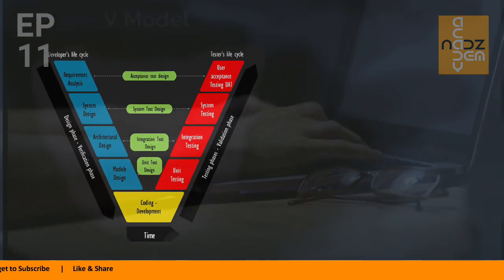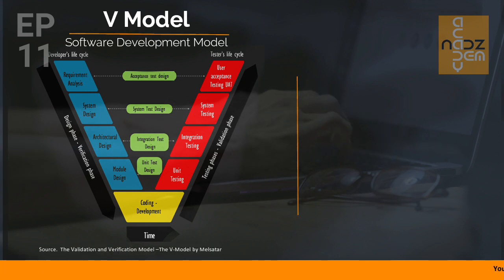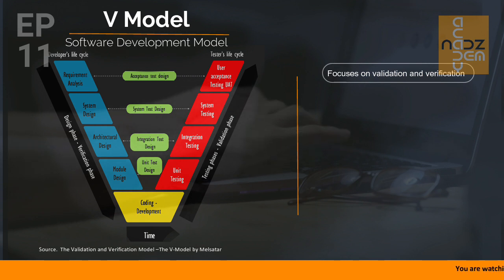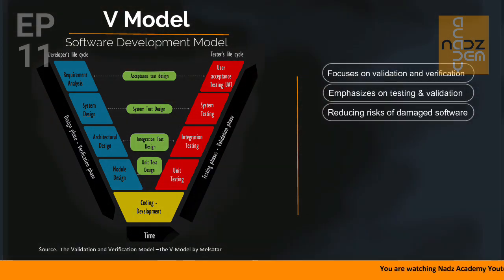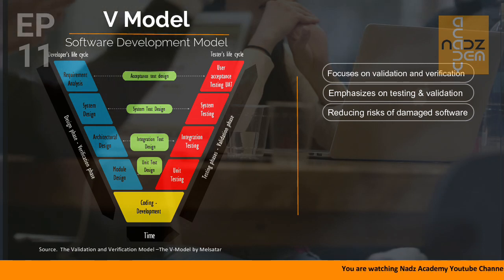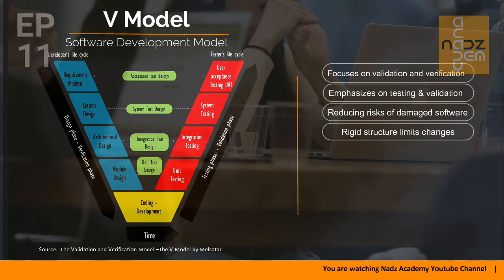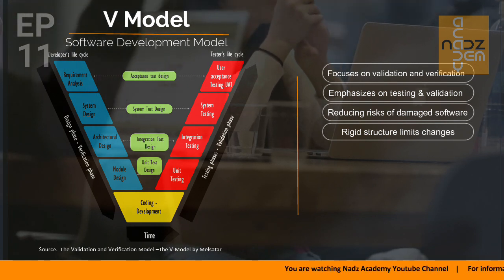An extension of a waterfall model is a V model, which stands for Verification and Validation Model. It focuses on validation and verification at each stage of software development, emphasizes on testing and validation process, reducing risks which are associated with damaged software. Its rigid structure limits the flexibility of allowing changes during any development stage.